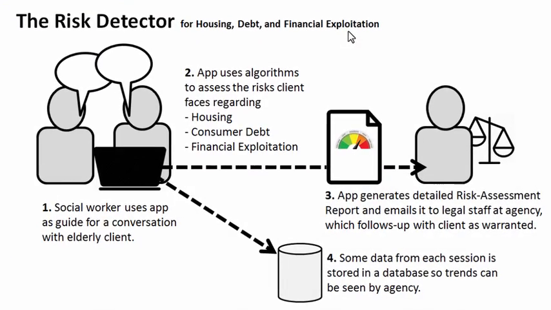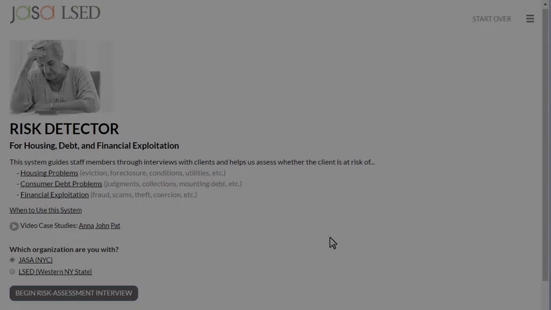To recap, the Risk Detector enables the legal staff to immediately see signs of legal problems that clients may have. The overall goal of the application is to enable the social workers and the legal staff to work efficiently and most effectively to meet the needs of the clients.